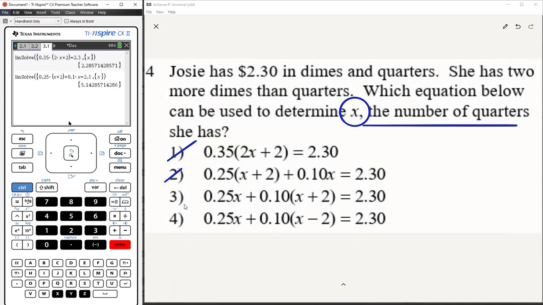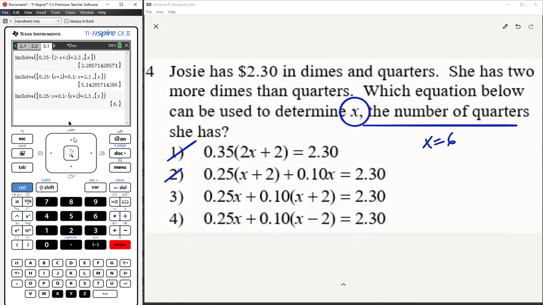Now I'm going to check the last two and see which one makes sense. Hopefully at least one of them will. So this will be 0.25 times (x plus 0.1 times x plus 2), close the parentheses, equal to 230. And then I press enter, and it says 6. So it says the number of quarters is 6. Now we're going to check this in a second.